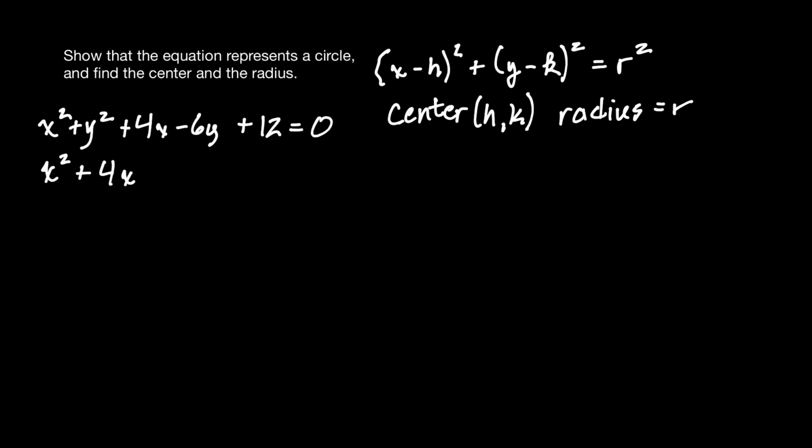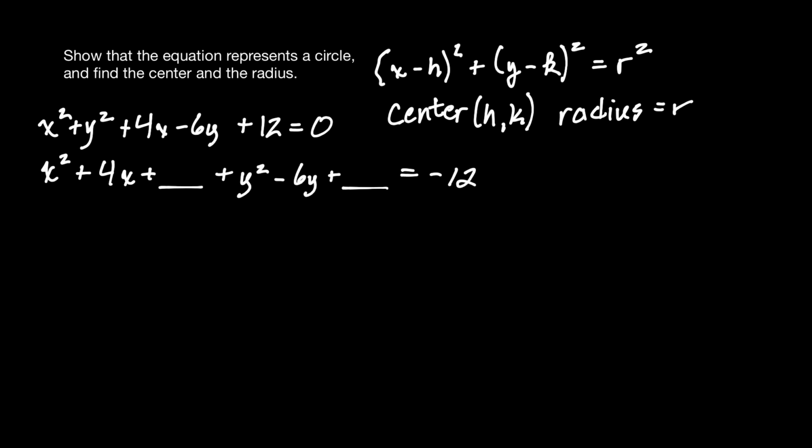So I'd have x squared plus 4x plus something to complete the square. And then I would have, let's see, some y terms. y squared minus 6y plus some other term that completes the square. And let's go ahead and move this 12 and make it a negative 12 on the right-hand side. So far, so good?